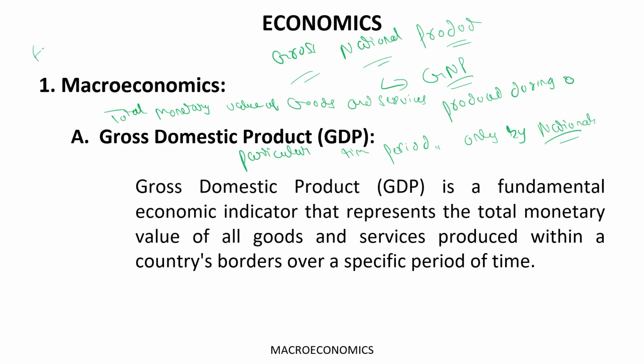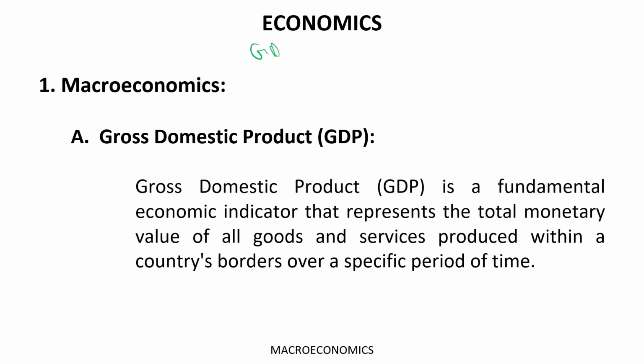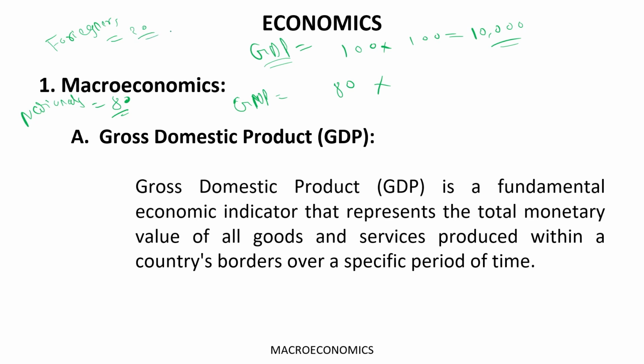In this condition, we do not include foreigners. Let's understand it by an example. For GDP, we have the 100 into 100 condition, as I have told you earlier, so total GDP is 10,000. But when we go for the GNP, suppose 80 units are produced by nationals and foreigners produce 20 units. In this condition, we have a value of 8,000. So this is the GDP and GNP. Always remember, GDP is always greater than GNP, as stated by this example. 10,000 is greater than 8,000. Got it?